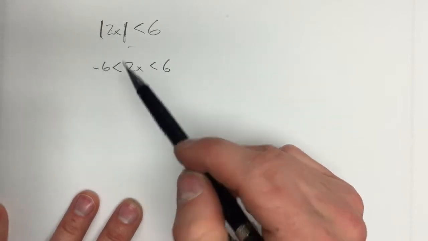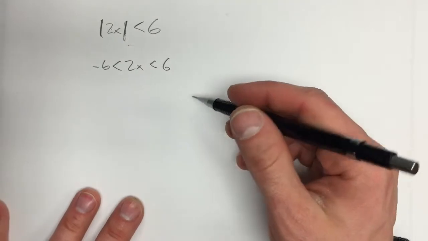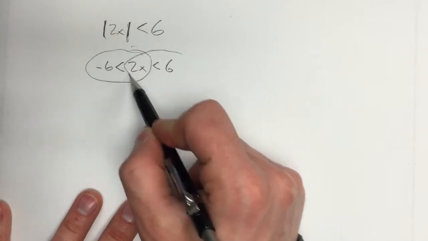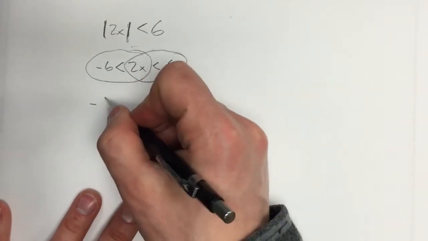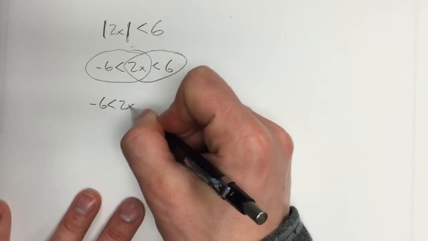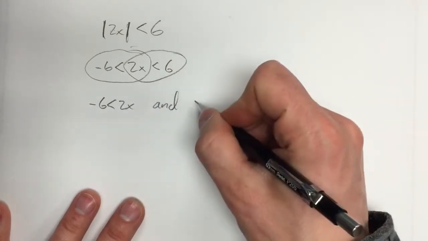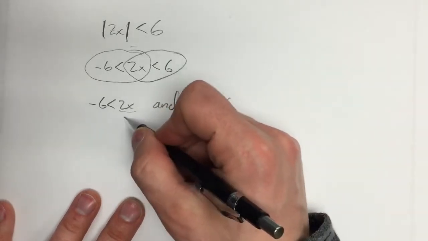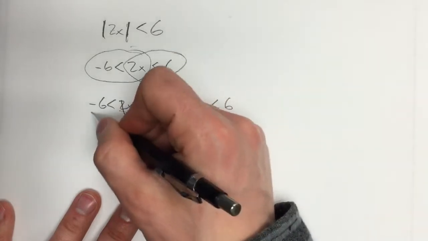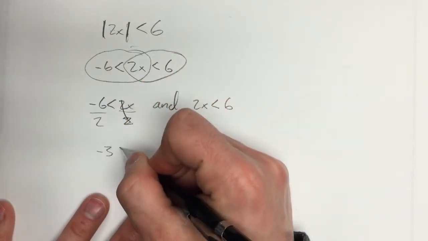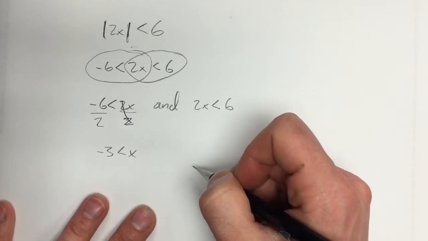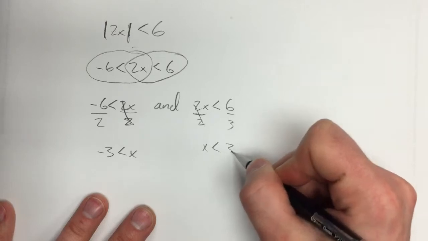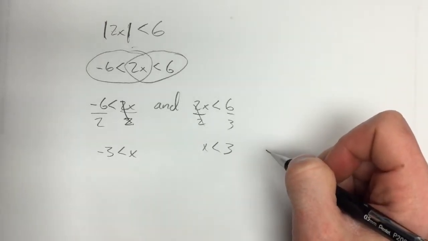Okay, so let's go ahead and solve this inequality. Remember, we split inequalities up by separating them with the symbols. So -6 is less than 2x, and 2x is less than 6. So let's solve these. We have -3 is less than x, and then we can say that x is less than 3. Okay?